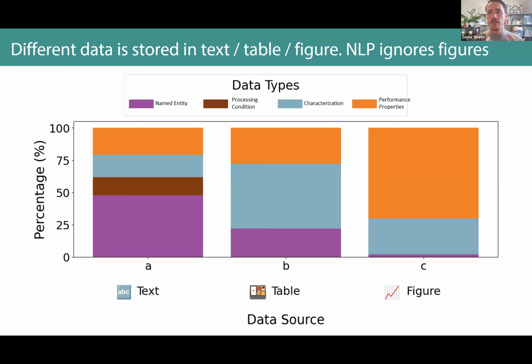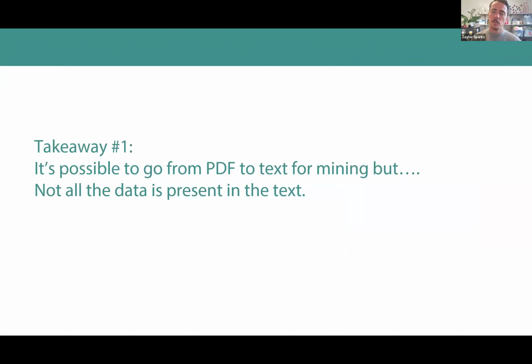If you're going to try and pull data out of the article to do machine learning with it, that's often what we're wanting. So that's a bummer, because we don't have great tools for pulling information from figures yet. It's coming, I'm sure it's coming, but it's not really here yet. Okay, so takeaway one: yes, it's possible to go from PDF to text for mining, but you're probably not going to find all the data that you want in the text. That's a takeaway for you.